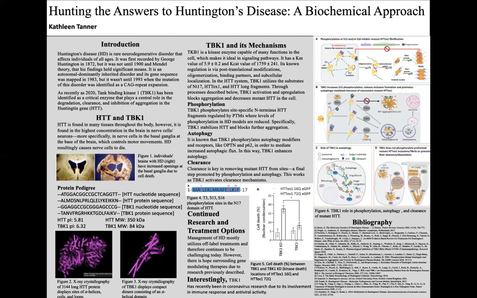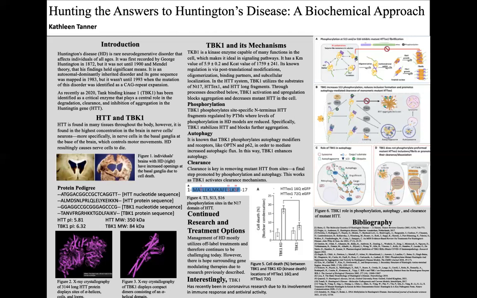In the final steps of TBK1 regulation in mutant HTT, TBK1 clears the aggregation and toxicity from the sites. This begins a process that's promoted by the previous steps. TBK1 signals clearance by activating clearance mechanisms. Some of these include proteasome or autophagy mediated protein clearance.